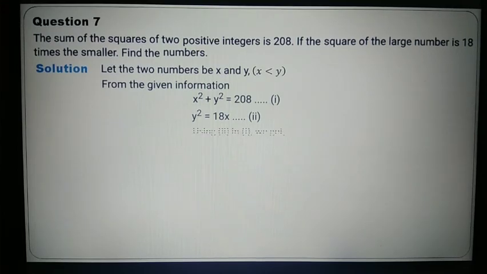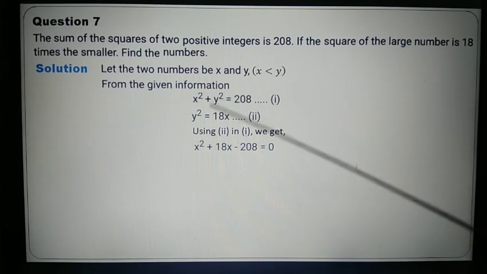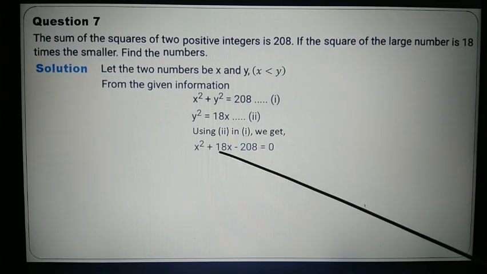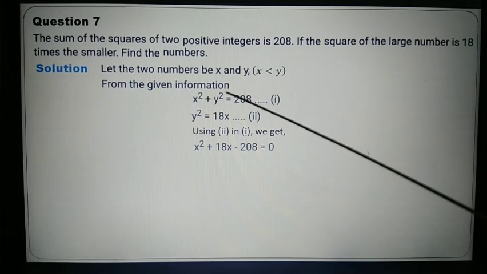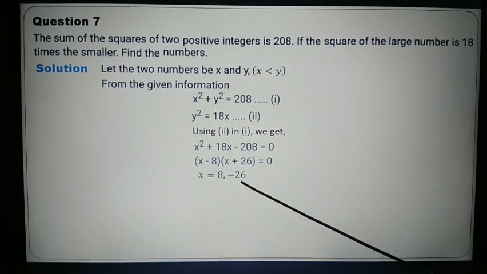Now let's substitute the value of y square. So using 2 in 1, we get x square, and instead of y square I am writing 18x. So plus 18x, and when this comes to the left hand side, I'll get minus 208 equals 0. Now this is a quadratic equation, right? So now you will solve this using any of the techniques which you are comfortable with. Okay, so my values for x are going to be 8 and minus 26.